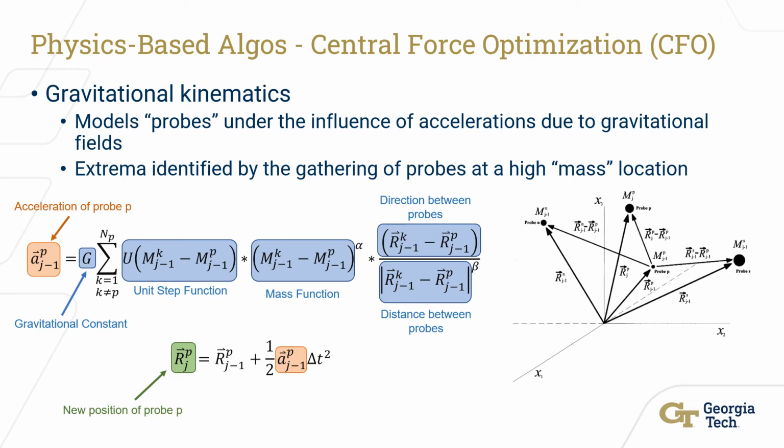The first equation, shown, calculates the gravitational acceleration on probe P at time step j-1 due to the mass at each other probe. From left to right, the first blue box is the gravitational constant. Next is a unit step function, which ensures only positive masses and thus attractive forces are considered. Next is a chosen mass function, which here is the difference in fitness between the two probe locations. Next is the direction vector between the two probes, and finally is the magnitude of distance between the two probes. This acceleration of probe P is then leveraged in a simple kinematic equation to find the new location of probe P after a discrete time step delta t.